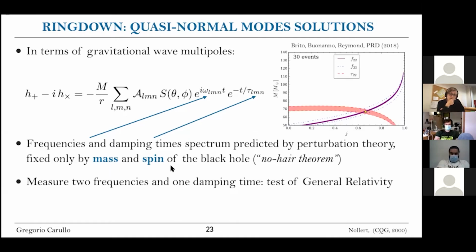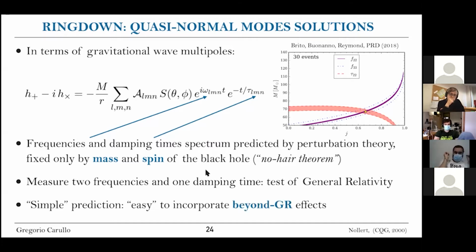This means that, for example, if you measure two frequencies and one damping time, you can have a test of general relativity. You measure the first two frequencies, you invert them to find the mass and the spin, and then with the third independent measurement, you can test the prediction of GR, because the third one is already predicted. Of course, in reality, things are a little bit more complicated, but this is the main idea which you should bring with you.